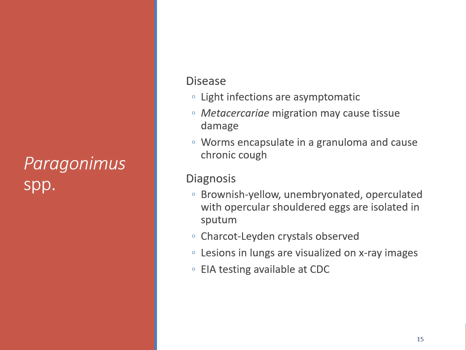So it's a brownish yellow type organism, and it does have an apiculated shoulder area of that egg when it's isolated from the sputum, and that's what you're looking for. You can see those lesions on the x-rays of the lungs, but you can also do some more automated testing to help detect this organism.